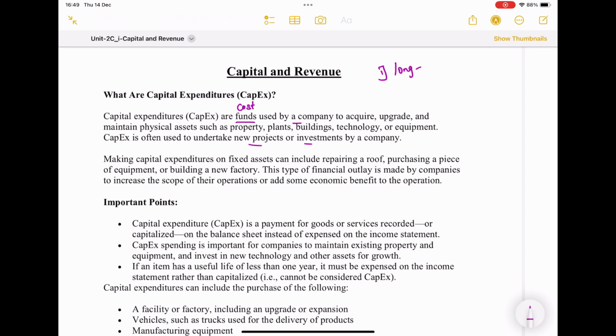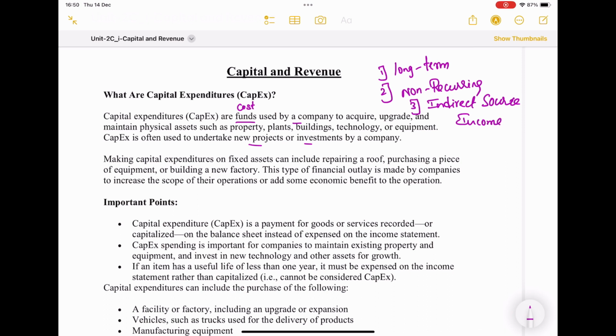First point, long term. Second one, non-recurring, in the sense non-repetitive. So once in a while, for example 2 years once or 3-4 years once, those expenses occur. Sometimes they may not occur also.